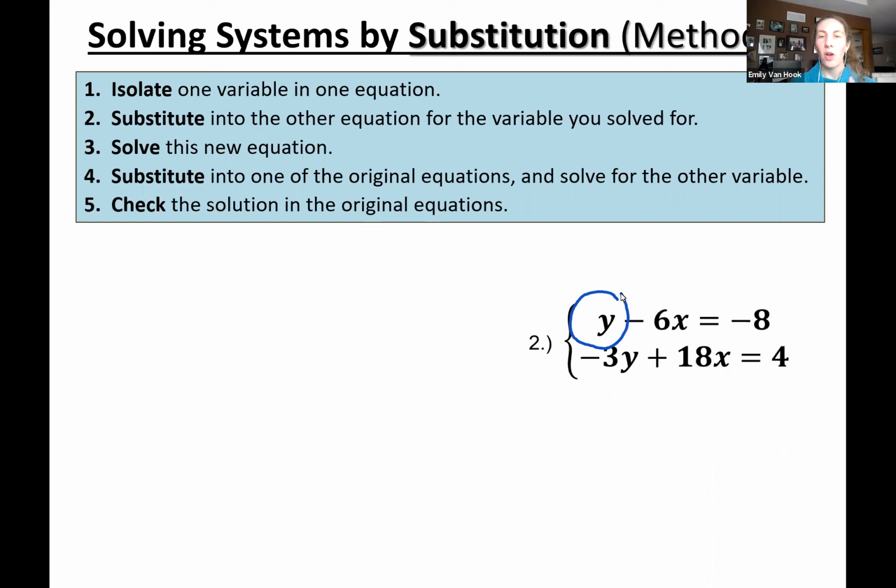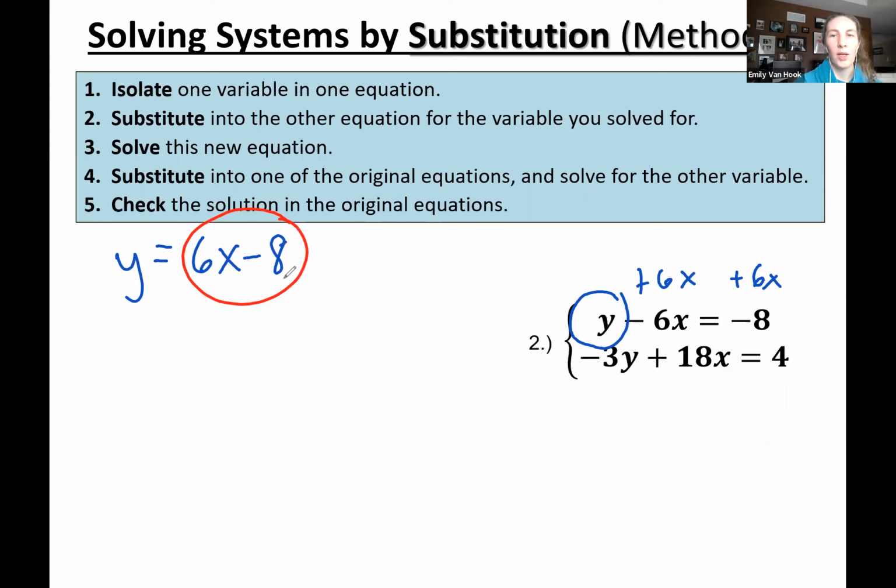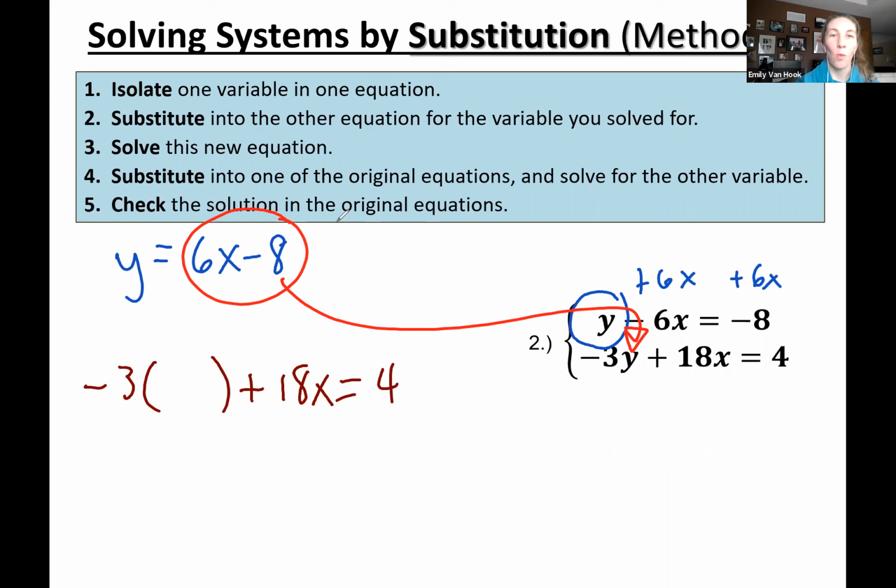So let's solve for y in the first equation, which means we would start by adding 6x to both sides. So that means y equals 6x minus 8. Now we can substitute into the second equation, meaning I'm going to replace y with this new expression of 6x minus 8. So here's our second equation. Instead of negative 3y, I'm leaving some parentheses open, and I'm going to replace y with this new expression 6x minus 8.